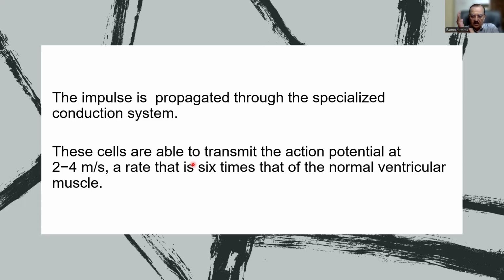Suppose there is some block, for example, right bundle branch block or left bundle branch block. What does it mean? That branch is blocked, so the impulse cannot travel in that branch. If the impulse is getting blocked somewhere in the specialized conduction system, and instead of traveling through the specialized conduction system it has to travel through the muscle, then it will go slowly only. It cannot go at that fast speed. If the impulse is traveling slowly, then the QRS will become widened.